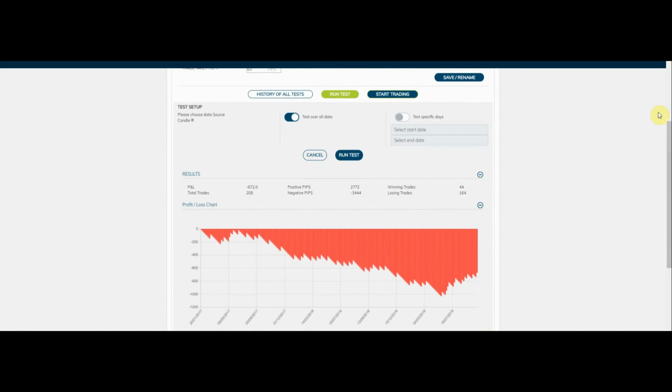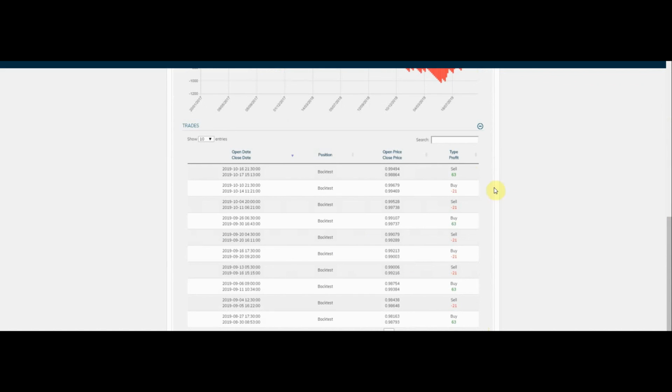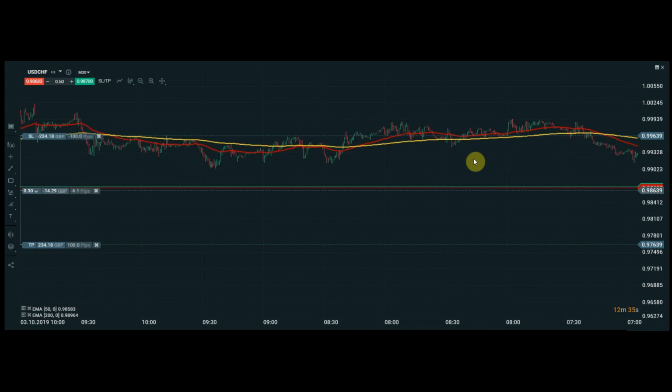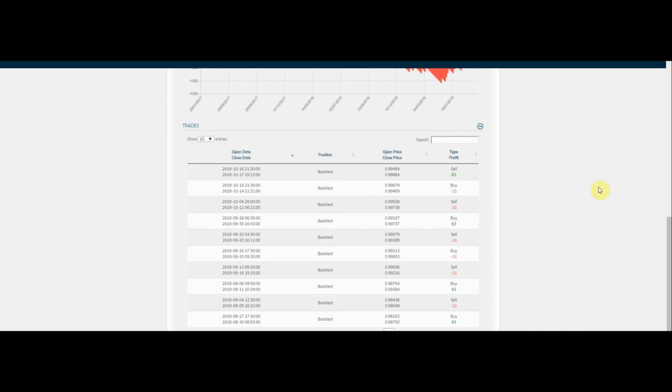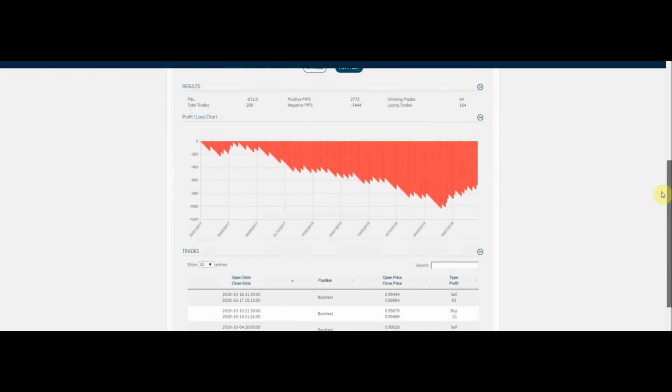There's your trading history. Okay, so there's that winner there. That one there is probably the one we saw on the chart just now, which is this one here. So yeah, not really a good one. I would certainly not look at running that one live.